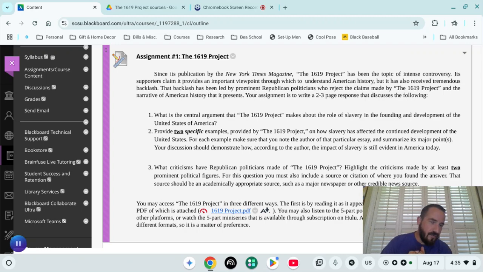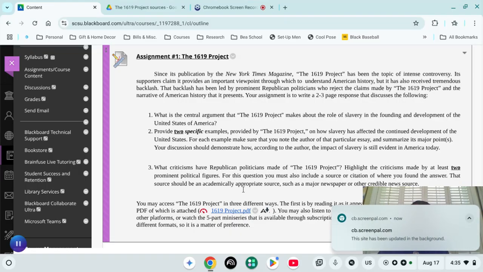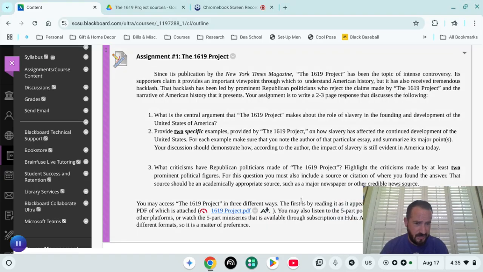Now, that proved to be very controversial, and there was a great deal of backlash to the 1619 Project. This is what your assignment is about. It's about understanding what the 1619 Project was and why it provoked so much backlash. And so you'll be looking at the 1619 Project, and you'll be answering 3 questions about it. I'm going to go through the questions first, and then I'll go over how you can access the material itself.